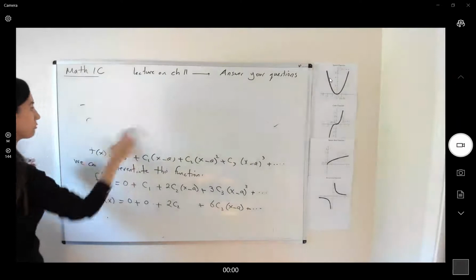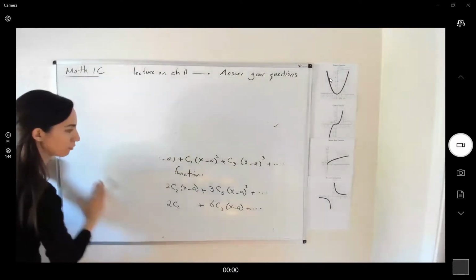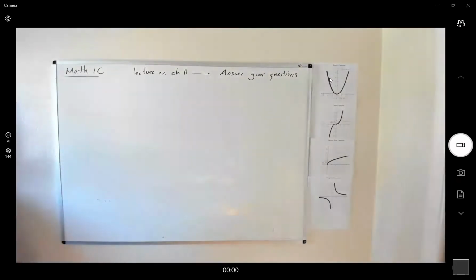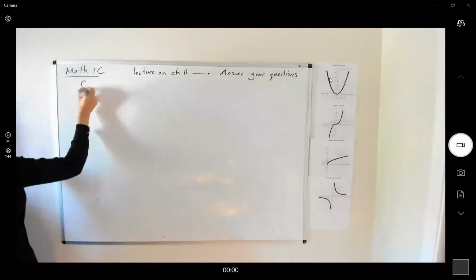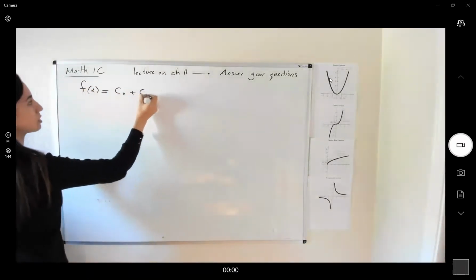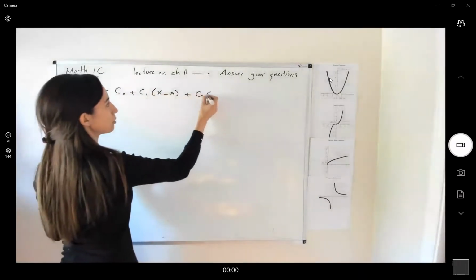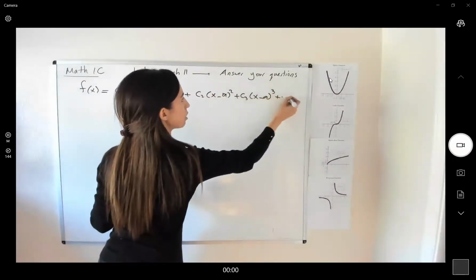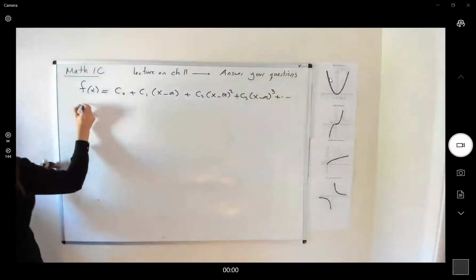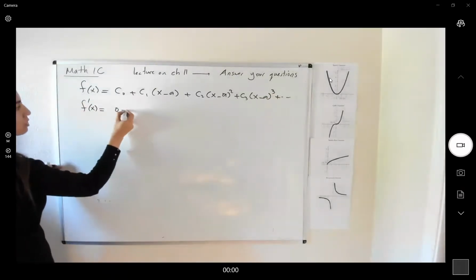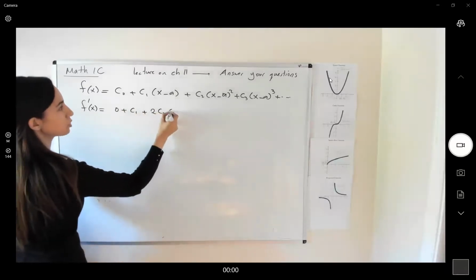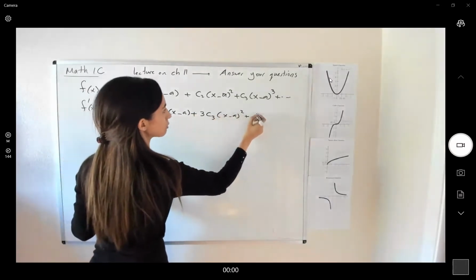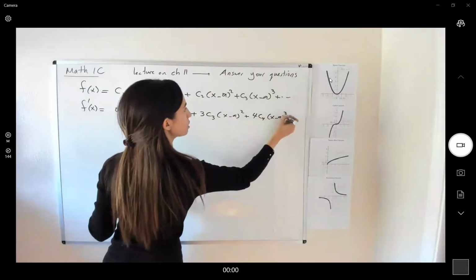So let me rewrite this here for you. And you see how we derive a formula. So suppose you have your function f of x, c sub 0, c sub 1 x minus a, c sub 2 x minus a squared, c sub 3 x minus a to the third, plus c sub 4 x minus a to the fourth, and you can take the first derivative of this function, which is 0 plus c sub 1 plus 2 c sub 2 x minus a plus 3 c sub 3 x minus a squared plus 4 c sub 4 x minus a to the third, and so on.